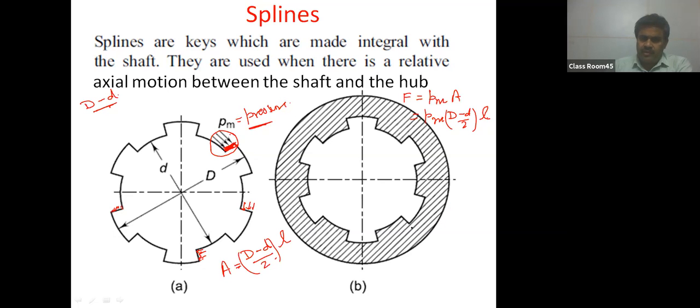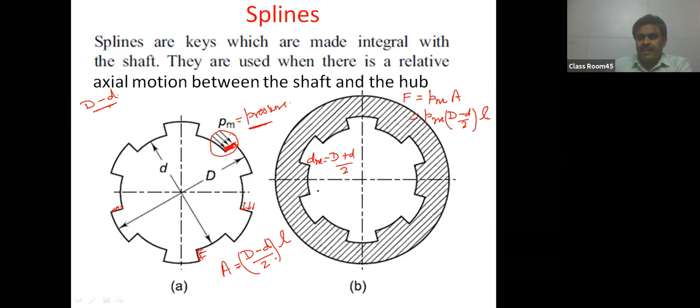Now this force, if I multiply with the radius of the shaft, है ना. So there are two radii now. One is the major radius and one is the minor radius. One is the major diameter, one is the minor diameter. So first I will find the mean diameter. The mean diameter is given by D plus d by 2. It is the mean diameter. So if I want to find the mean radius, then the mean radius is given by the mean diameter divided by 2.